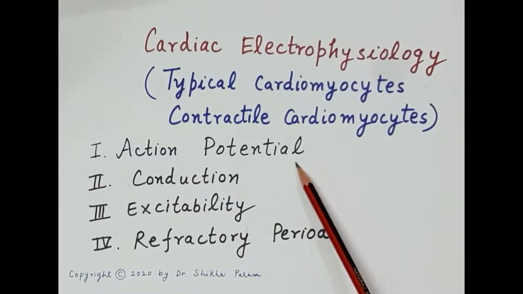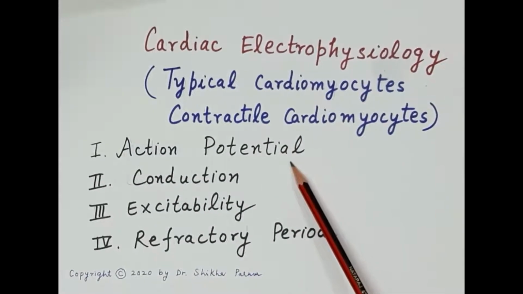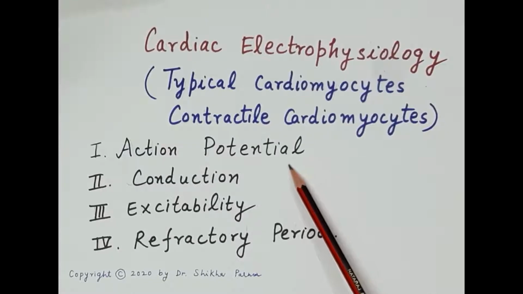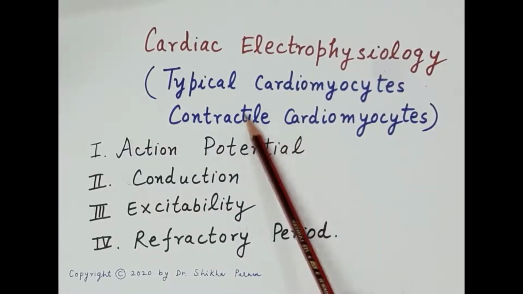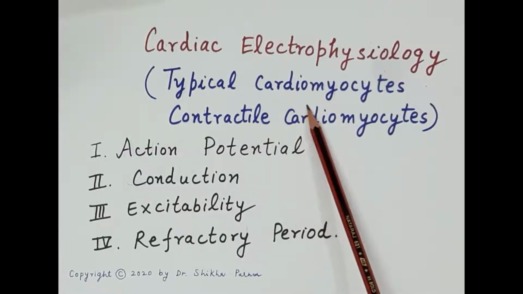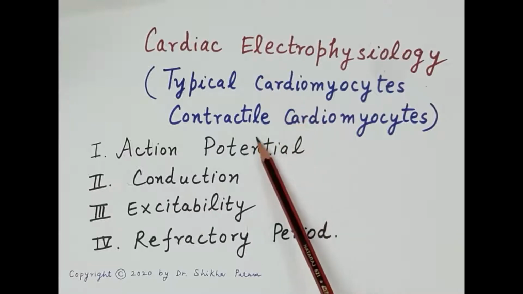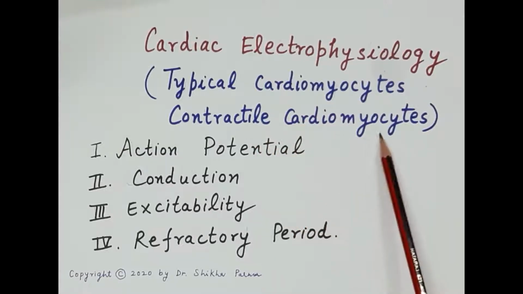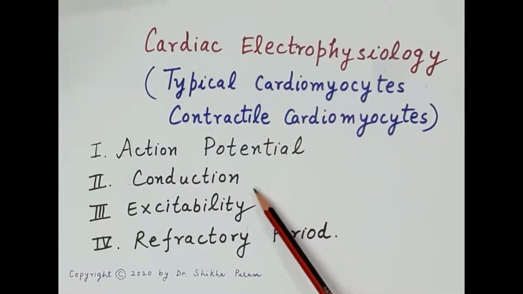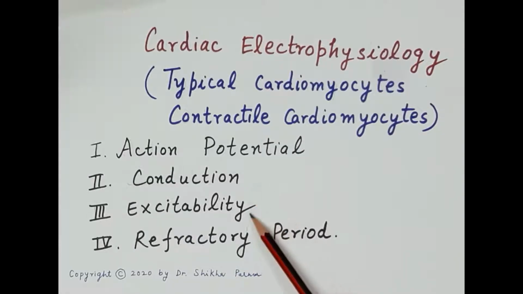Under this topic we are going to study 4 subtopics. First and the most important of all is the generation of action potential, how there is generation of action potential in the normal typical contractile cardiomyocytes. Then the second subtopic is the conduction of action potential. Third is the excitability, how these normal cardiomyocytes get excited. And the fourth is the generation of a refractory period.